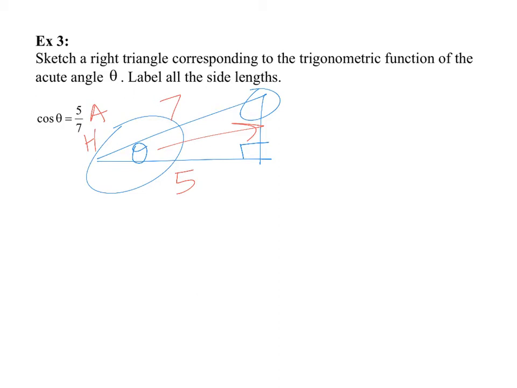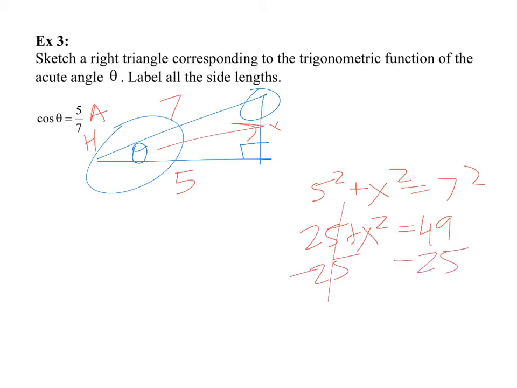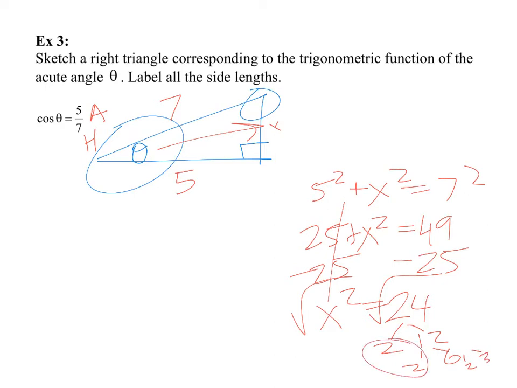Okay, how do I figure out the opposite side? Because it says to label all the lengths. All right, well, I'm going to use the Pythagorean theorem. I'll call this x. So I have 5 squared plus x squared equals 7 squared. Pretty easy stuff to do. So I got 2 times 12, 2 times 6, 2 times 3. I have a pair, so I could pull out 2. And what's left inside is 2 times 3, 6. All right, so there we go. I've labeled the triangle. All right, that's all there is to it. Let's go on to the next example.